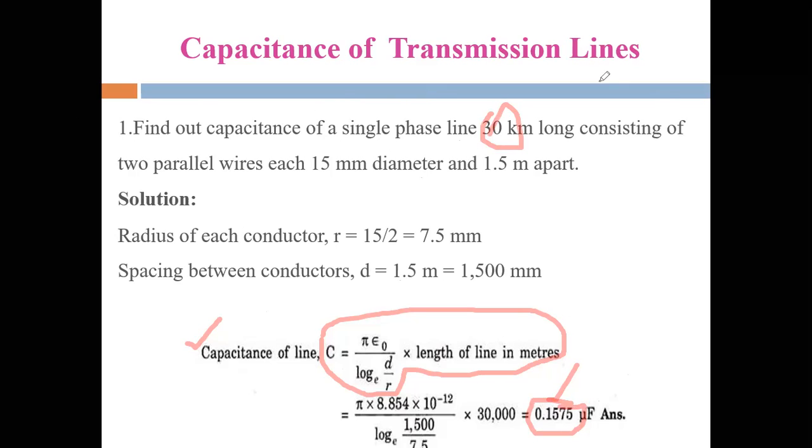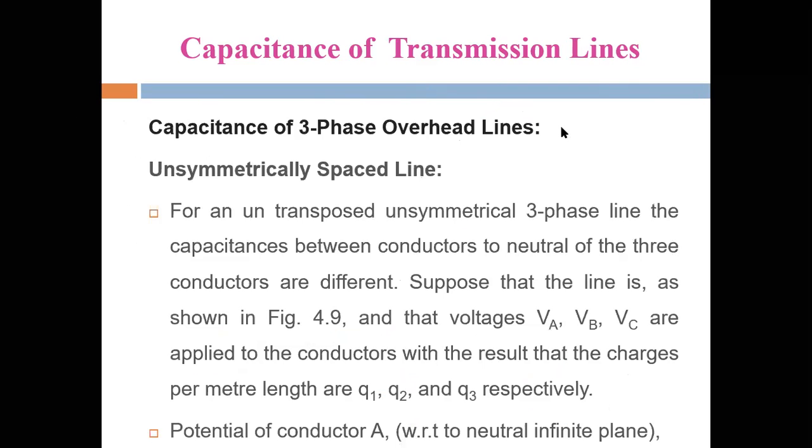Next, what is the three-phase capacitance of an overhead transmission line? Let us derive the expression for the three-phase overhead capacitance. When calculating the three-phase overhead line capacitance, we observe two conditions: unsymmetrical spacing and symmetrical spacing.